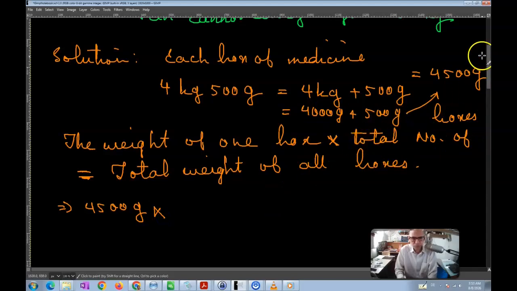I don't know, because essentially the question is asking the same thing: how many boxes can we load into this van? So I'm going to say 4,500 grams times x. The total number of boxes I don't know is going to be equal to the total weight, and in this case, the total weight is the weight that you are allowed to load into the van.